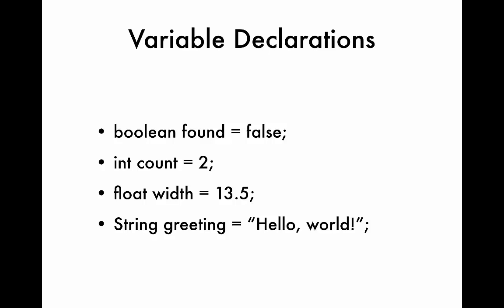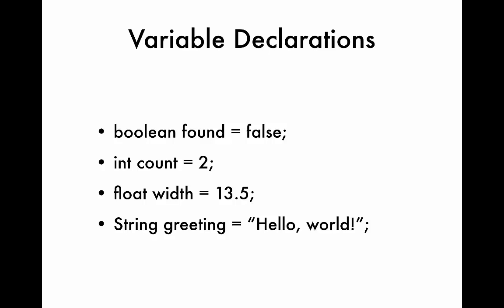But if you want to assign a value to the variable, and in general, it's always considered good programming practice to initialize your local variables when you declare them, you do that by adding an equal sign and then some expression on the right-hand side of the equal sign.